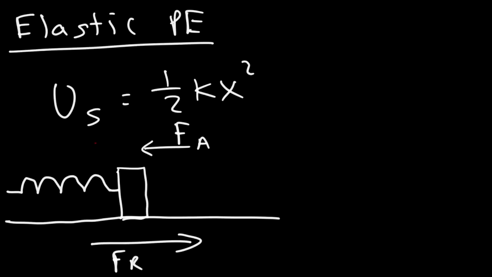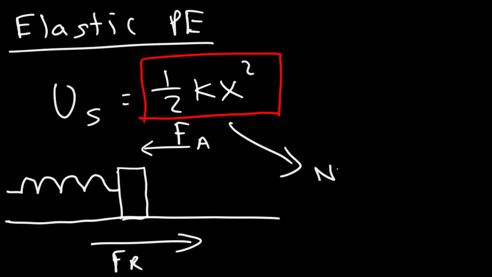Now let's talk about this equation, 1/2 kx squared. k represents the spring constant, which is measured in newtons per meter, and x represents how far the spring has been compressed or stretched from its equilibrium position. So the sign of x really doesn't matter because once you square it, it's going to be positive. But it's how far it is from its natural length, and it's typically in meters.